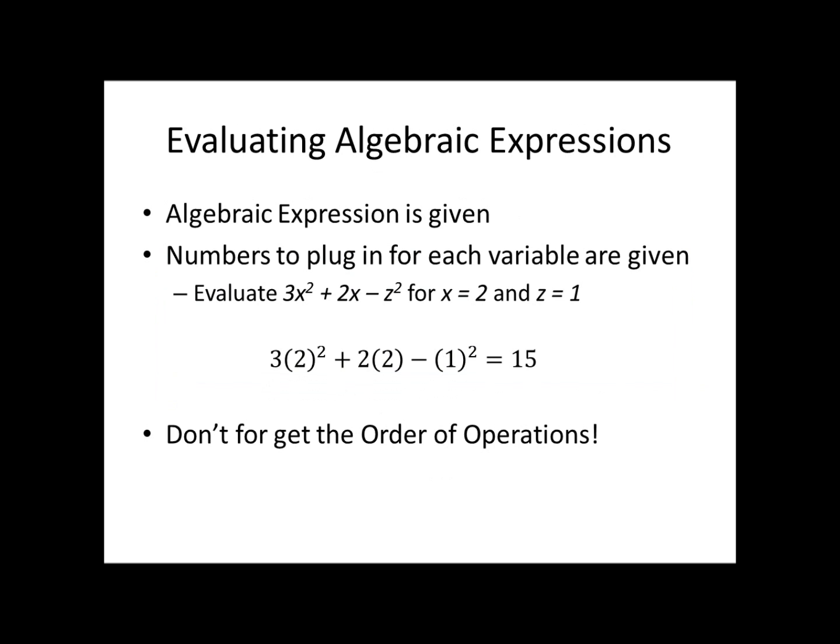Now let's look at evaluating algebraic expressions. What they're going to do is give us an algebraic expression and then give us some numbers to plug in for the letters. So for example, they want us to evaluate 3x squared plus 2x minus z squared for x equals 2 and z equals 1. So we go ahead and substitute 2 in for the x and 1 in for the z.